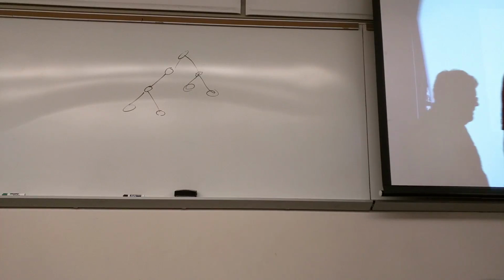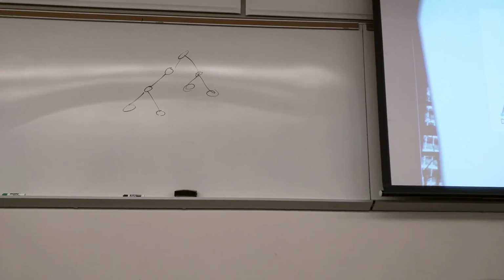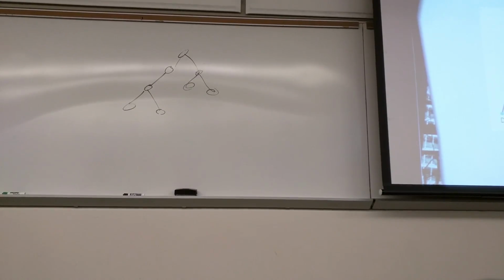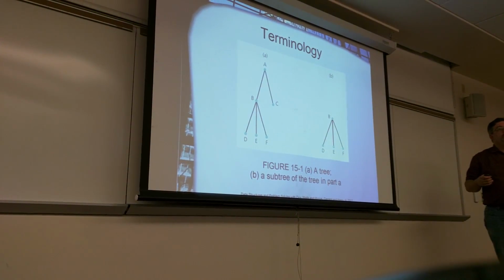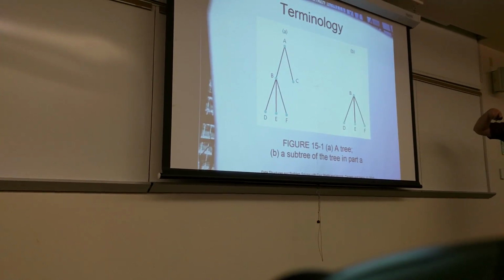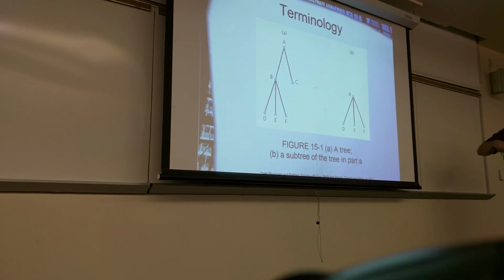So I have a picture that's the same as what I drew. This maybe is prettier. I don't think so. But we have a tree here with nodes A, B, C, D, E, F. And then here's the subtree out of that tree. Start with B, so B, D, E, F. And again, I'll restate, notice that this subtree is actually a tree. So subtree just means it actually has a root. The root of your subtree actually has a parent.